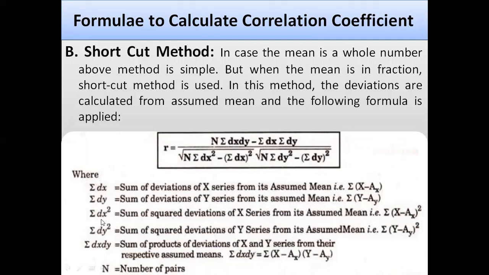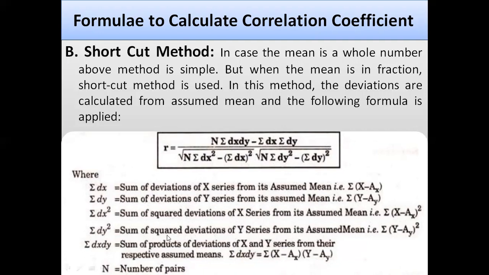फिर हमारे पास आता है sigma dx square. So what we need to do here is the sum of squared deviation of x series from its assumed mean. Whatever value we have calculated in sigma dx, we just need to do the square of that value. Similarly, whatever we have calculated in the second step, which is sigma dy, we need to do the square. Then we also need to calculate the sum of multiplication of dx and dy, and do the total also, so that we can get the value of sigma dx dy to be implemented in the given formula.